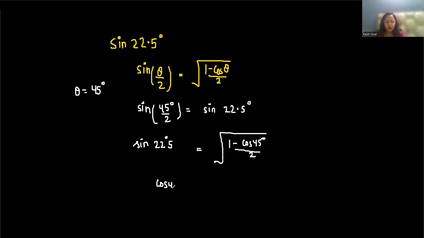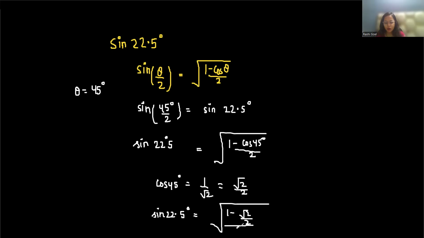Now cos 45 degree is 1 by root 2, or we can write it as root 2 by 2. So sine 22.5 degree is under root 1 minus root 2 by 2 by 2, which is equal to under root 2 minus root 2 by 2, which is approximately 0.3827.